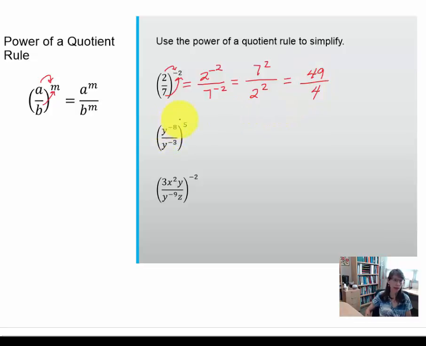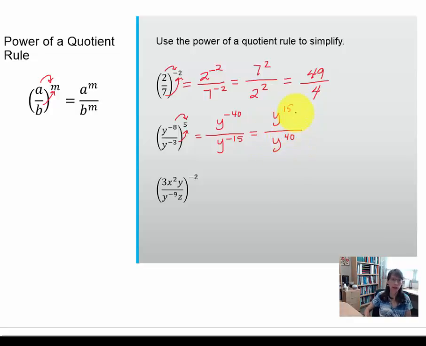Working with variable bases, we're simply applying the power rule to both the numerator and the denominator. So y to the negative 8 times 5 would be y to the negative 40. Y to the negative 3 times 5 would be y to the negative 15. So each of these bases is raised to a negative power. If you wanted to rewrite them with positive exponents, you could. You really don't need to do that step.